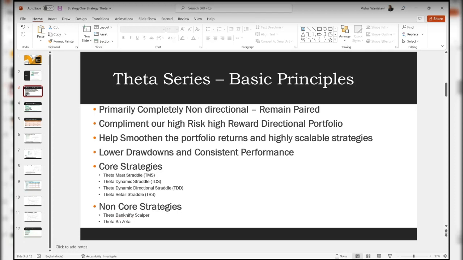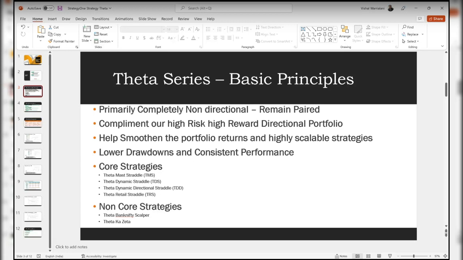You all know us for directional strategies, be it ZIP, be it GMP, but we are also trading for ourselves. So we have a non-directional portfolio as well, and that is what we are trying to talk about today. This non-directional portfolio helps us to smoothen the return curve, and they are scalable as well.